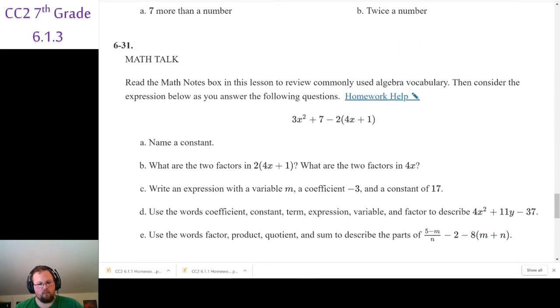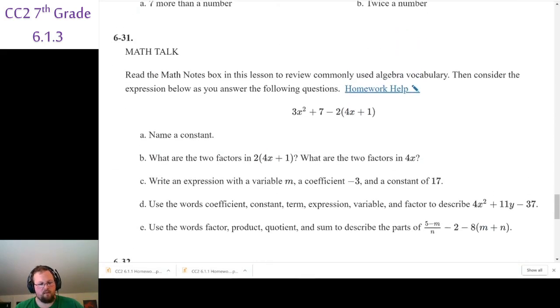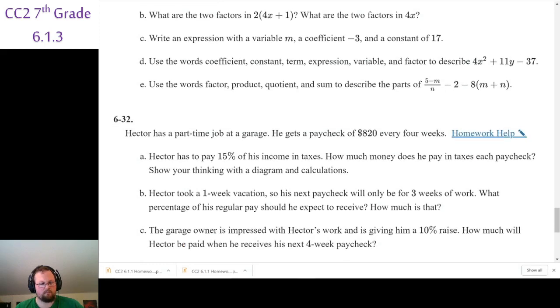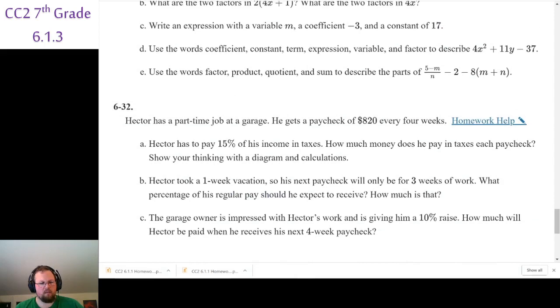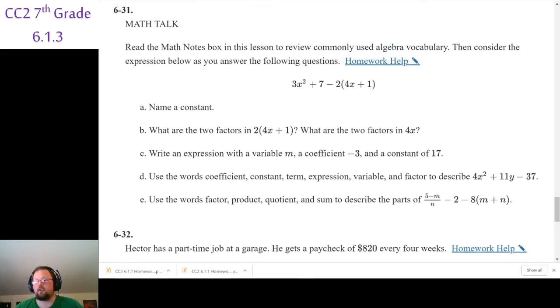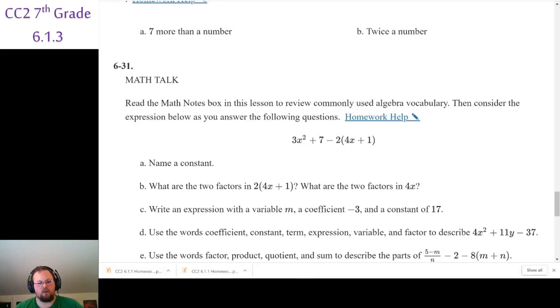That's most of what I got for you here. On the last little bit, if you can do these, are fantastic. This one is going to be a very vocabulary heavy challenge on 6-31. You really should follow the first directions in here where it says read the math notes box in the lesson.